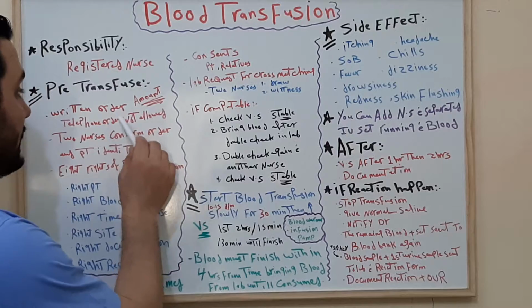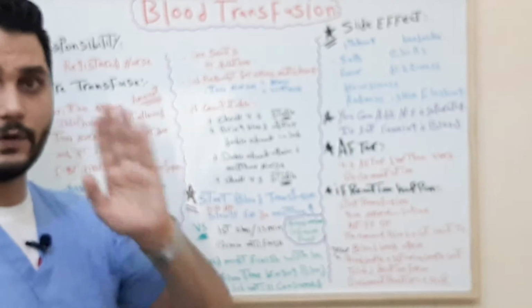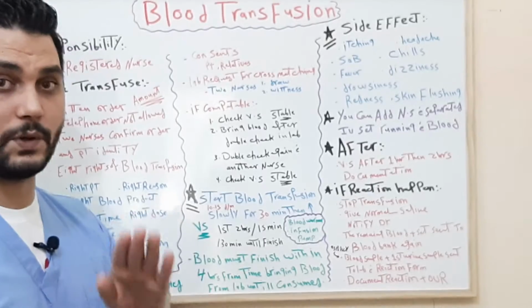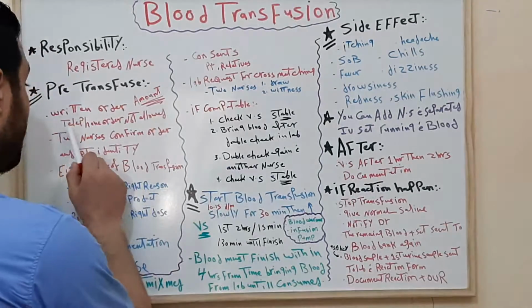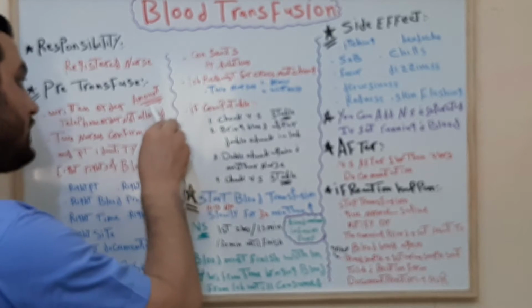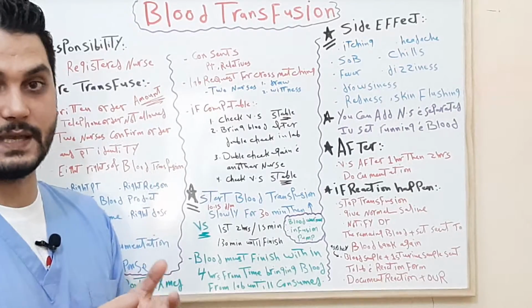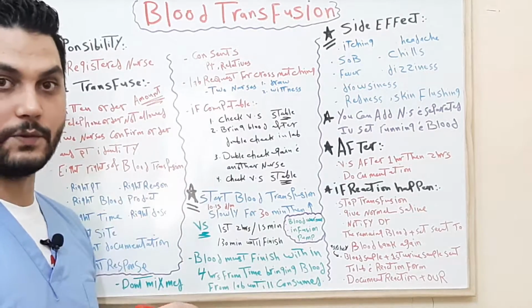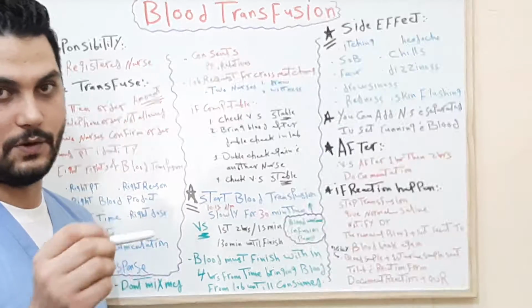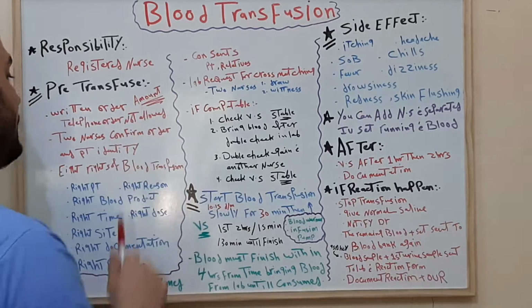A telephone order is not allowed here. Your doctor can't speak on the telephone and tell you to transfuse 1 unit of blood to the patient. This is not allowed. You must have a written order, and this written order must specify the amount: 1 unit or 2 units. If pediatric, he must specify by cc or ml. So he will write to you, give the patient 50 ml or 60 ml. So he must specify the amount by cc or ml in pediatric.